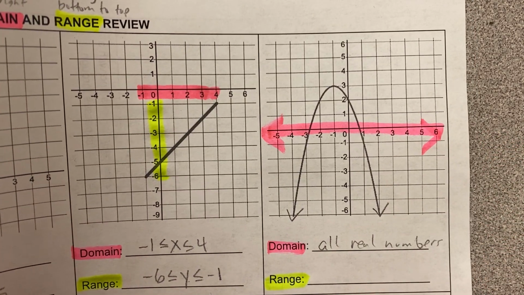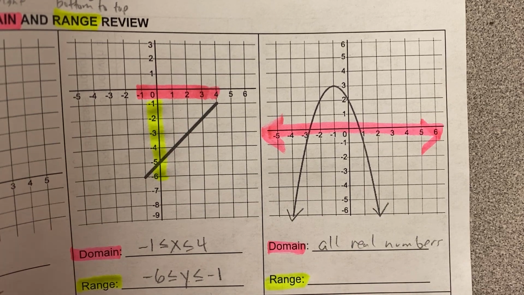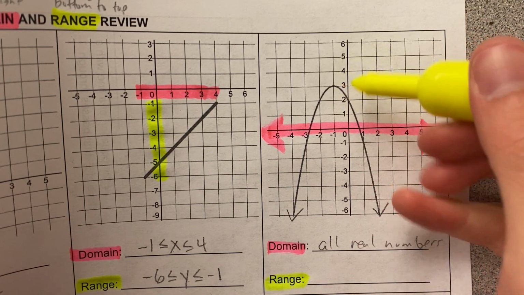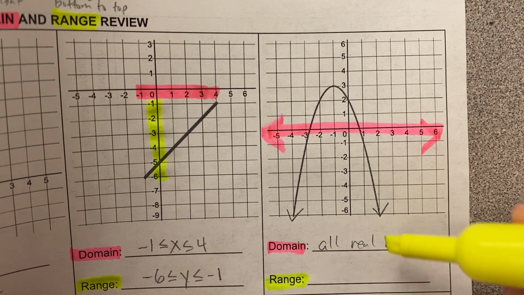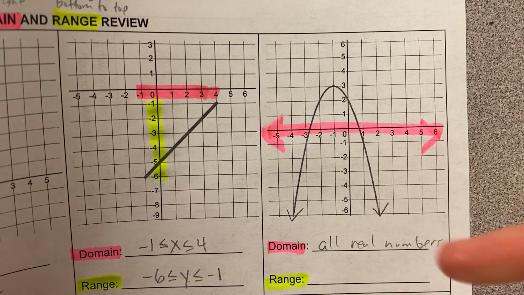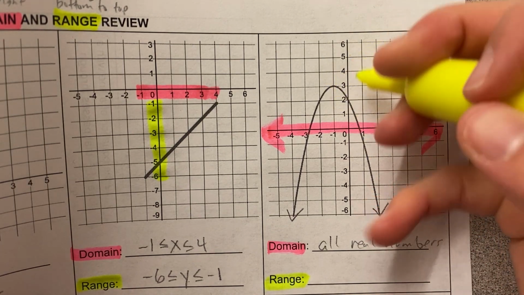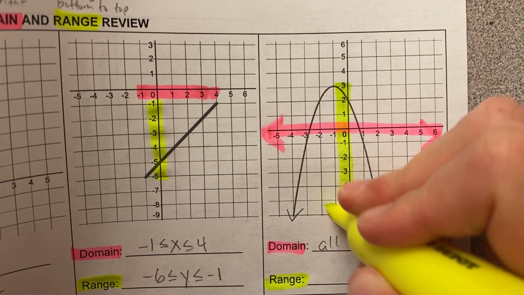And then the range starts at a certain number. It starts right here, right? Remember, range is bottom to top. And I notice there's not really a bottom, right? This just continues down forever. But there is a top. So the range kind of starts at 3 and it goes down from 3.